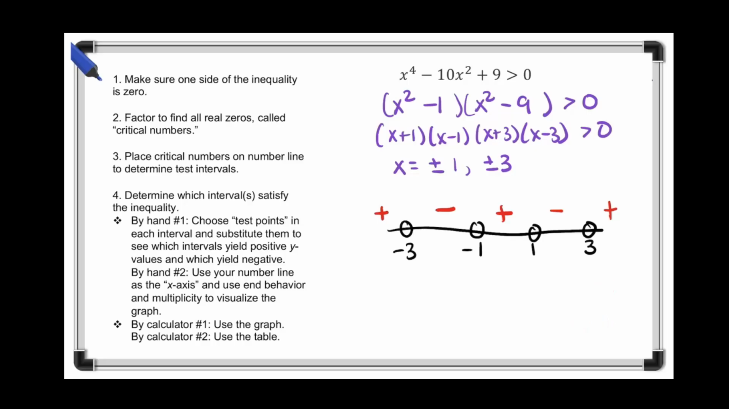So now what you're going to do is use this number line. You're going to visualize it as the x-axis. And you're going to use what you know about end behavior and multiplicity to visualize what's going to happen with the graph. So you're going to make a little curve. So when we do this, you're going to think about that you have an even degree, and you have a positive lead coefficient. You're going to think about the fact that both of your ends should be pointing up.